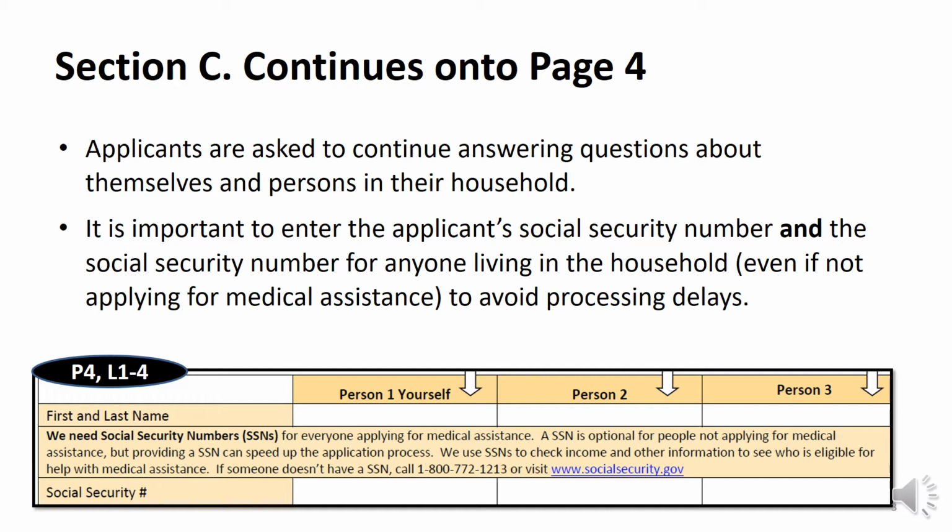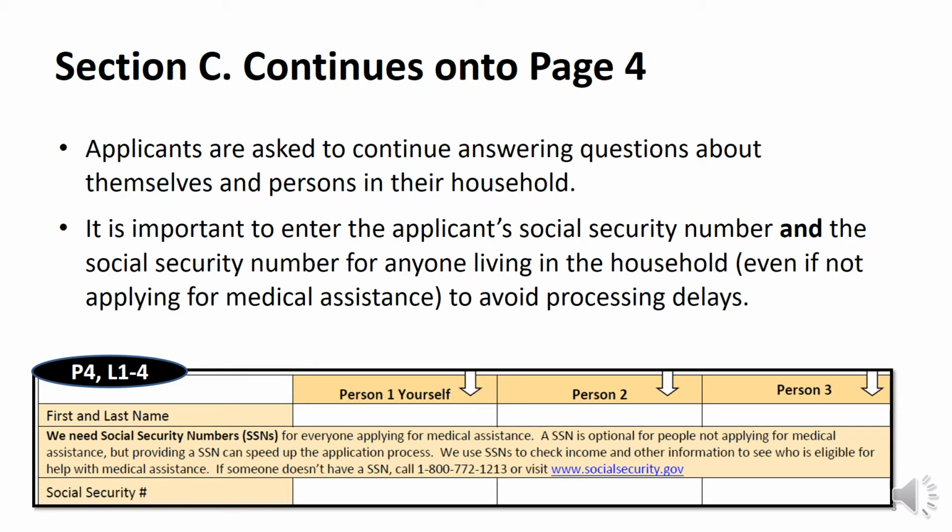People on the application who are not applying for medical assistance for themselves may choose not to give their Social Security number. But if there is income to allocate, for example, from a spouse who lives in a nursing home to a spouse who lives in the community or for another long-term care program, having the Social Security numbers for both can speed up the application process.